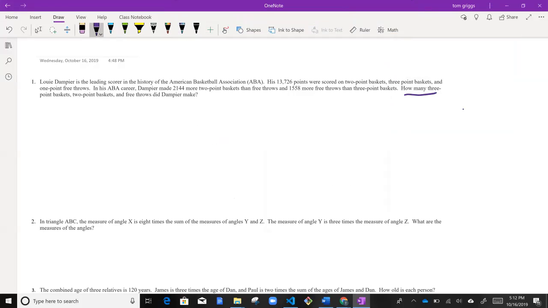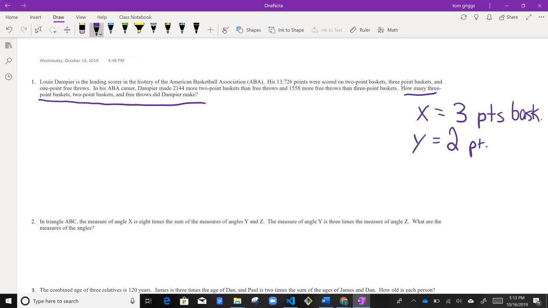The question says, how many 3-point, 2-point baskets and free throws did Dampier make? So this tells me what we're trying to find in this question. It also tells me what my three variables are going to represent. So I'm going to let X represent the 3-pointers, and really it's 3-point baskets. I'm going to let Y represent the 2-point baskets. It's actually how many 2-pointers Dampier made.